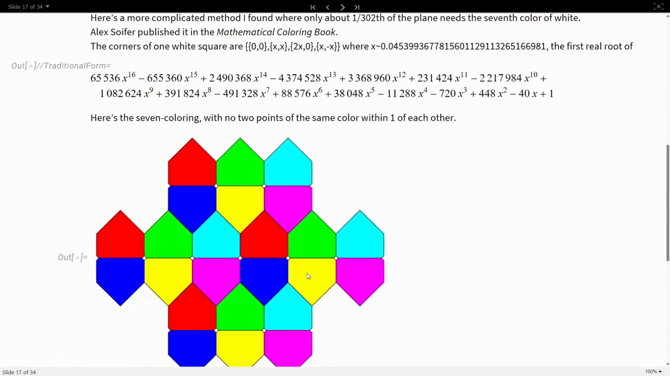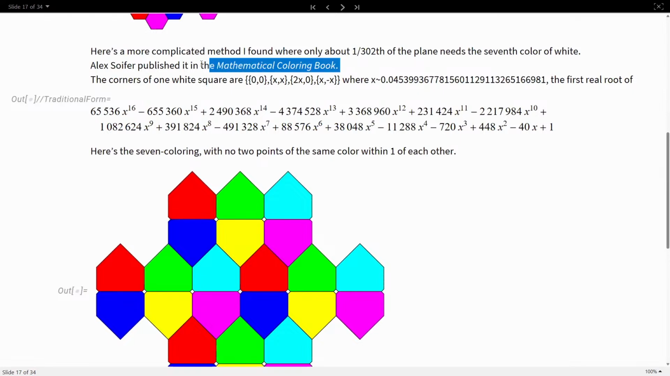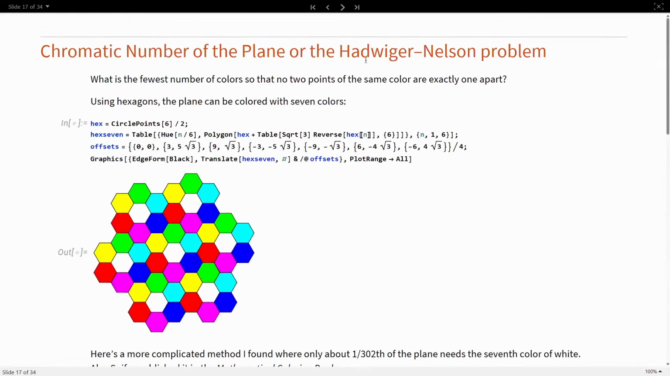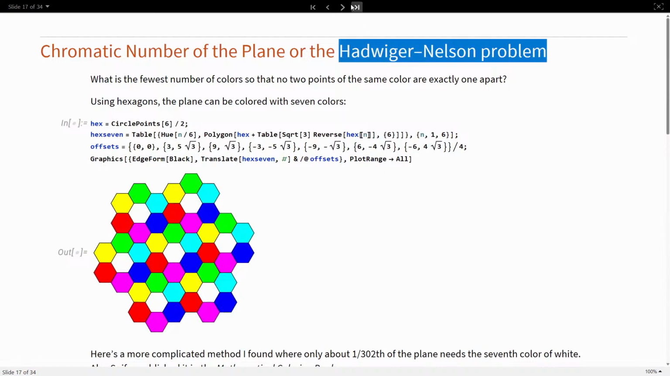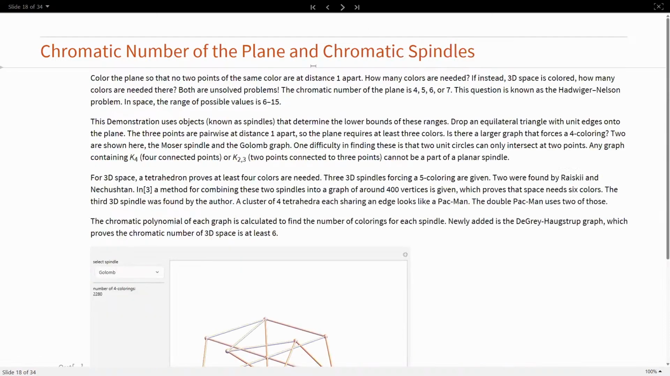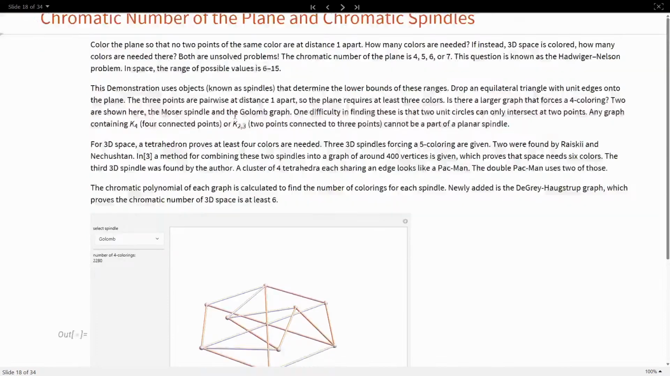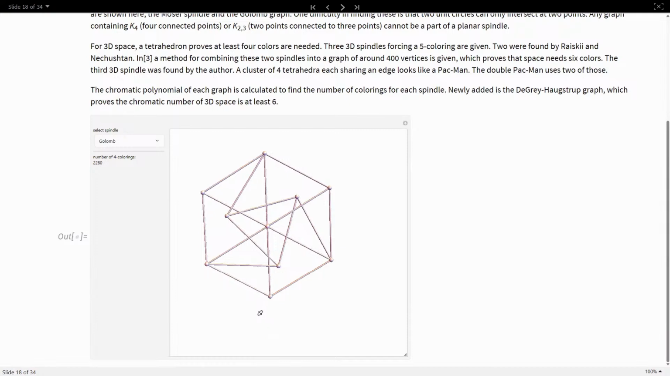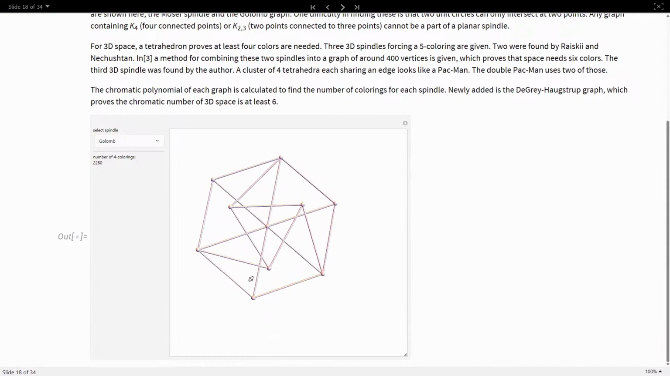And this is something that I found about 25 years ago. Alex Soifer used it in the original version of the Mathematical Coloring Book, which discusses this problem of the chromatic number of the plane. So we know that coloring the plane needs 7 colors or fewer. And with these spindles, I showed this one in the Golomb graph. We can use this to show that it needs at least 4 colors.